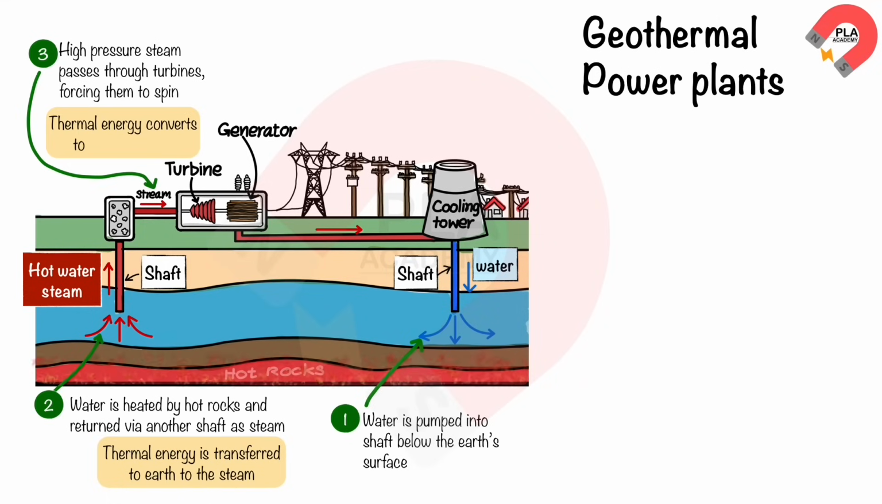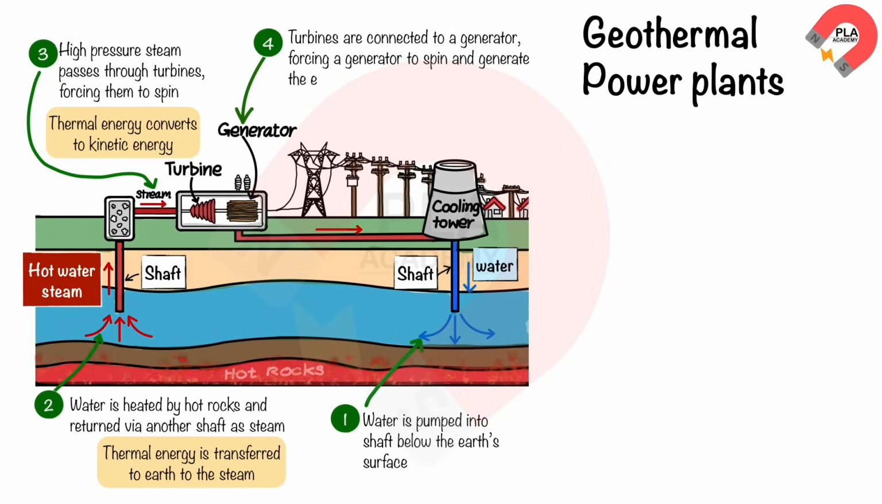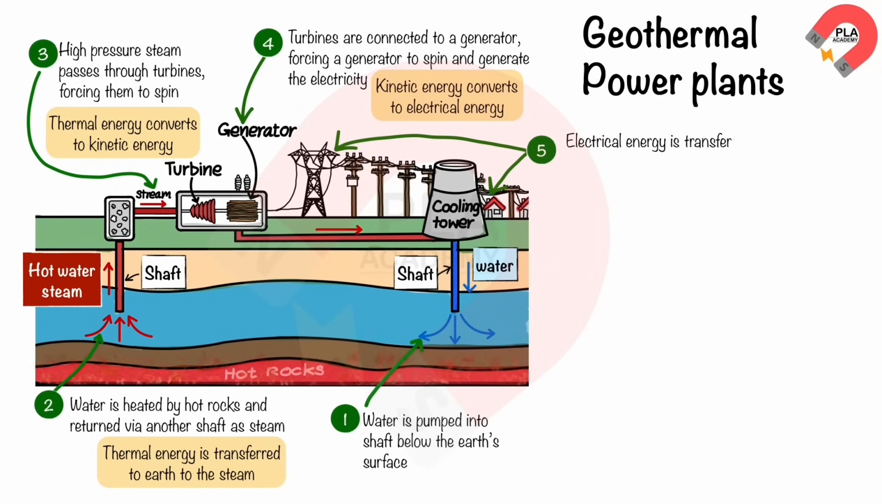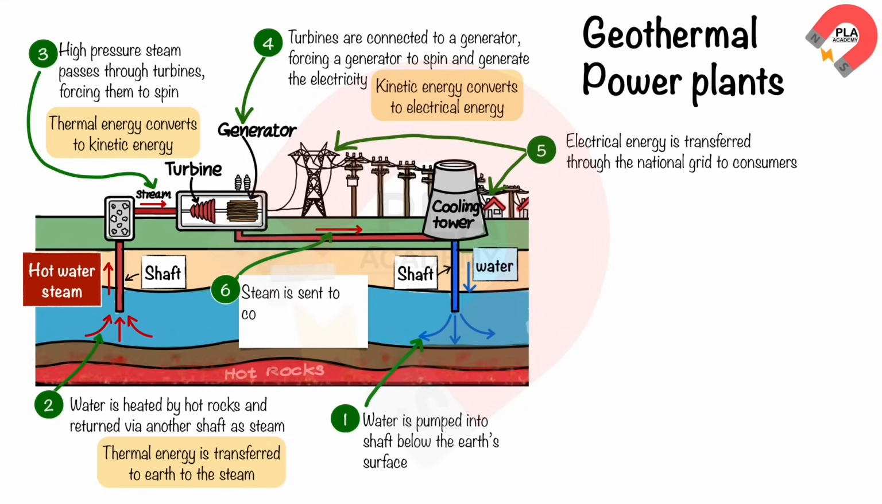This converts the thermal energy to kinetic energy, which is stored in the turbines. The turbines are connected to a generator, which causes the generator to spin and generate electricity. This converts kinetic energy to electrical energy. This electrical energy is transferred through the national grid to homes or industrial factories. The water steam that passed through the turbines is sent to cooling towers and returns to the Earth's surface again.